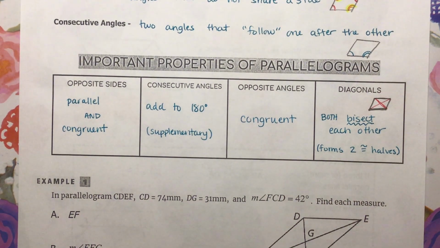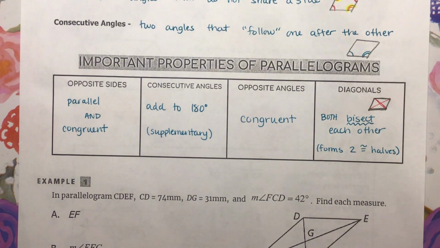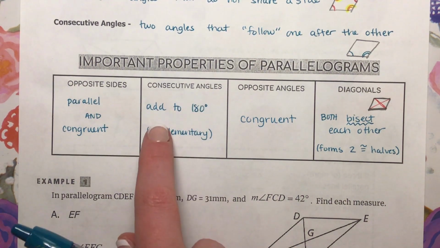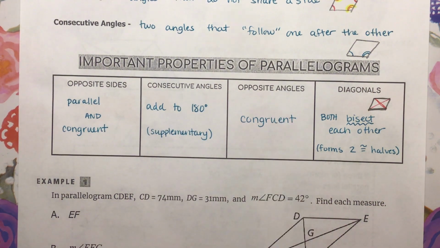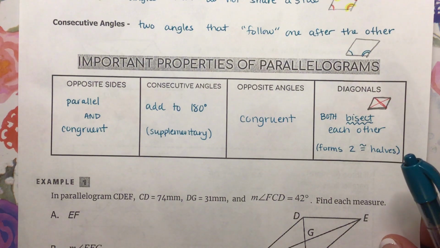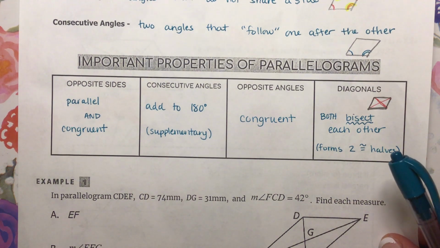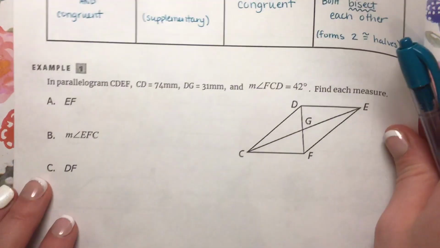So we're going to apply these properties to help us solve for missing values within parallelograms. So we have opposite sides are parallel and congruent, consecutive angles are supplementary, opposite angles are congruent, and diagonals bisect each other. So we're really going to either set things equal to each other or add them up and set them equal to 180. Once again, those are fundamentally our basic options.